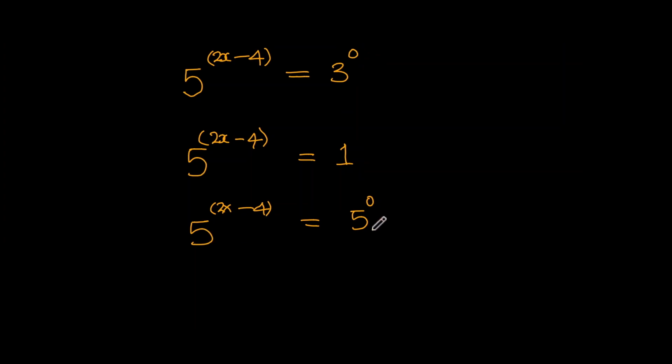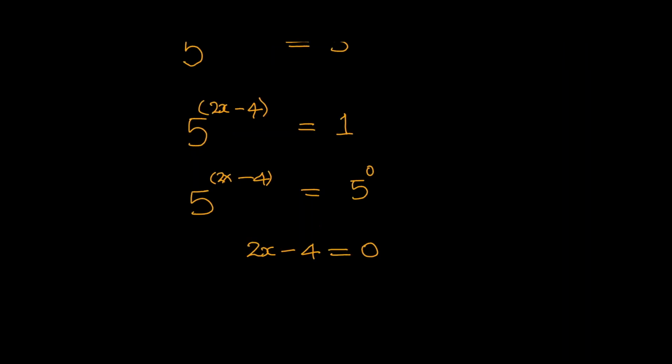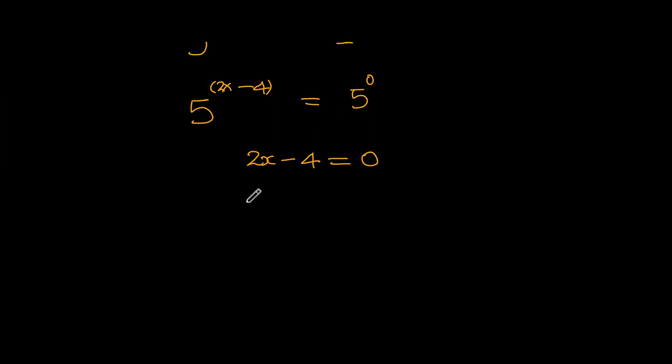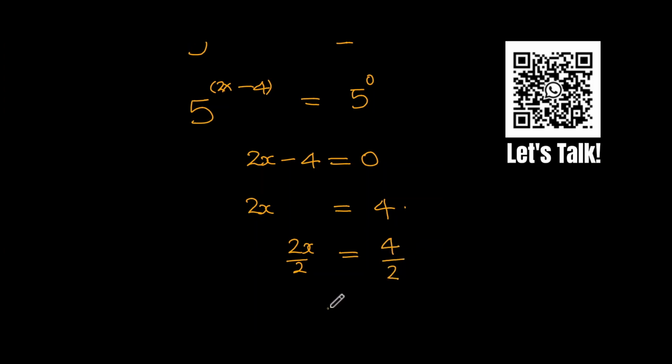And now, since the bases are the same, then you can go ahead and equate the indices. So we have 2x minus 4 equals 0. Now we can solve this simple equation here with one unknown. Collecting like terms, we have here 4 positive from the right hand side, and dividing both sides by 2, we obtain 2. Therefore, x equals 2 as the solution for the second part of this question.